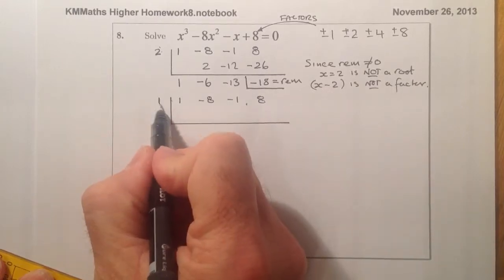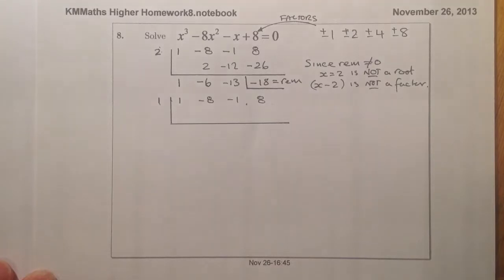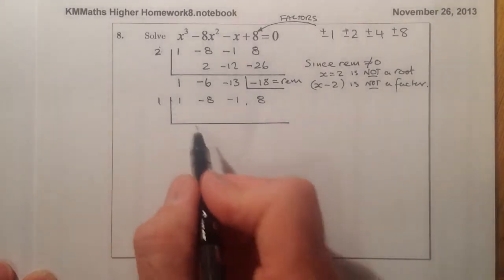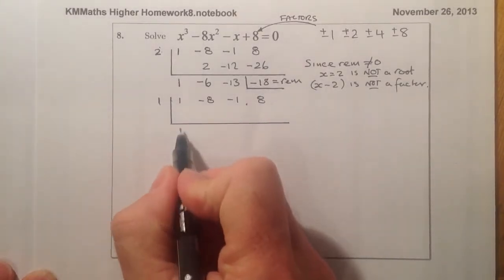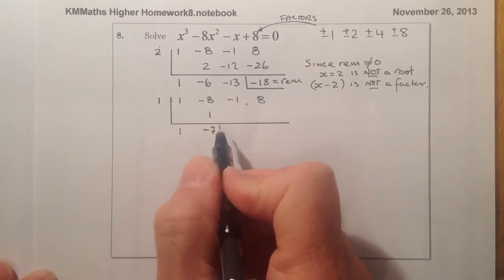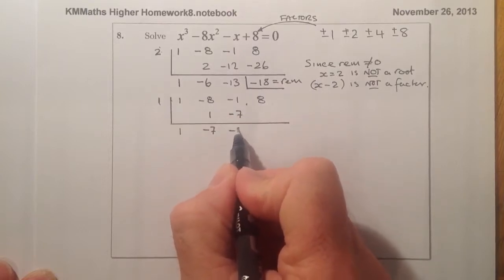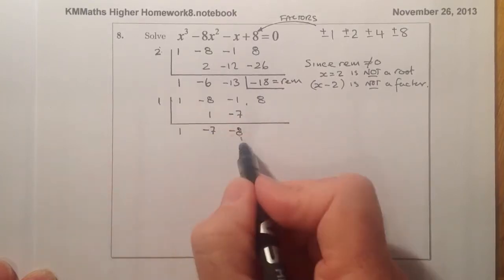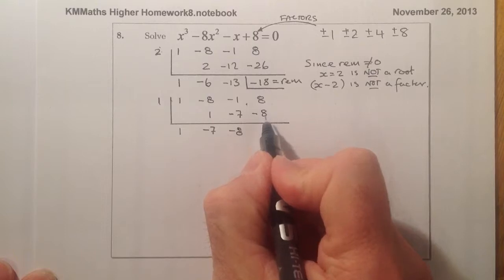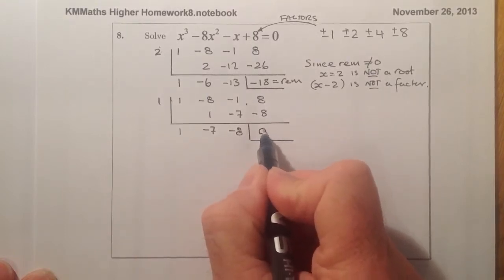And I said I'm going to try 1. So hopefully this one's going to work out, because that was one of the ones that worked on the graph. Let's have a look. So I'll go for 1 down here, just bring the 1 down. 1 times 1 gives me 1. Gather together -7. -7 times 1 gives me -7. Gathering these together, -8. 1 times -8, -8. And then finally what I'll do is I'll gather them together and I get 0.